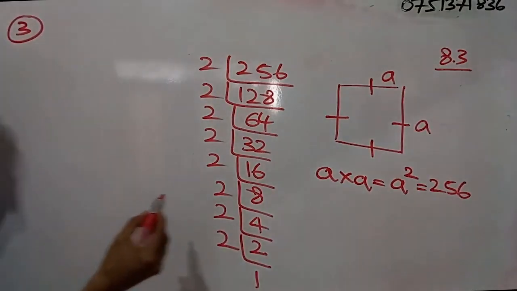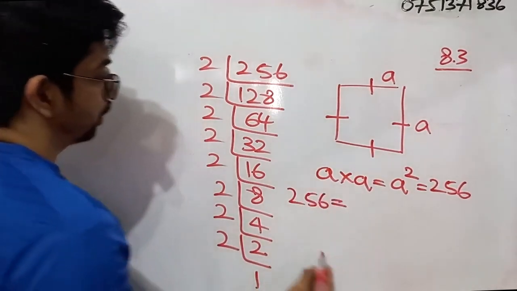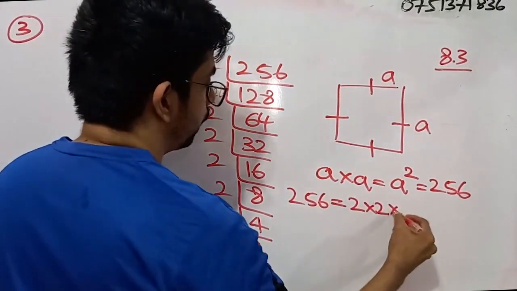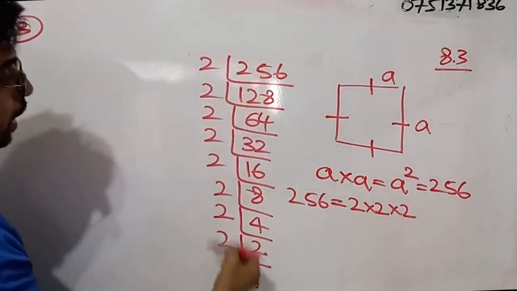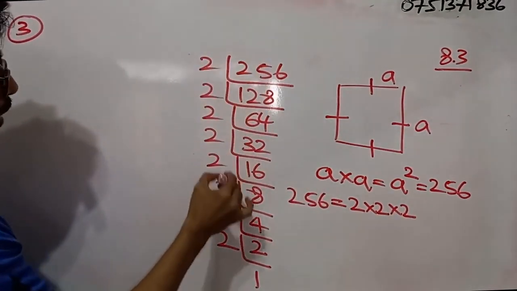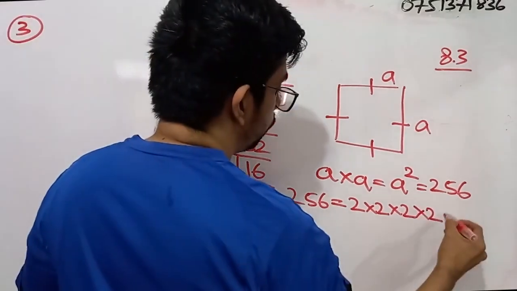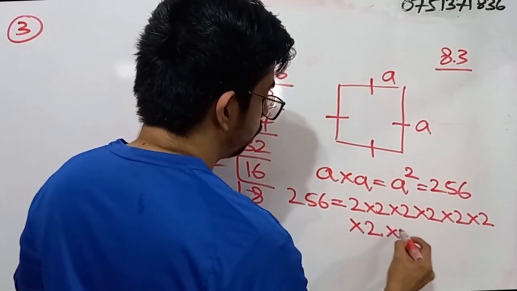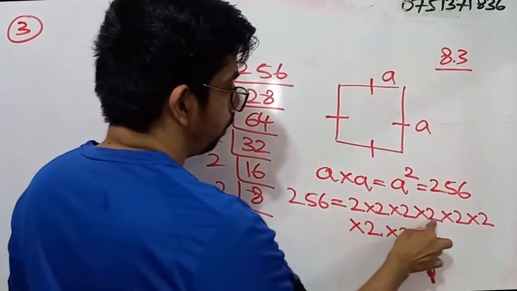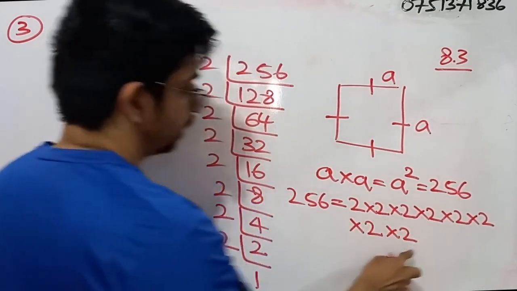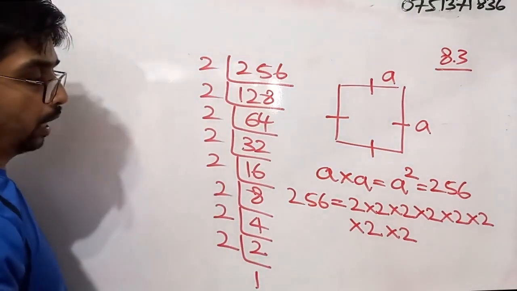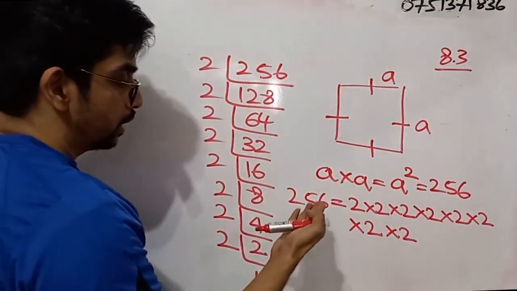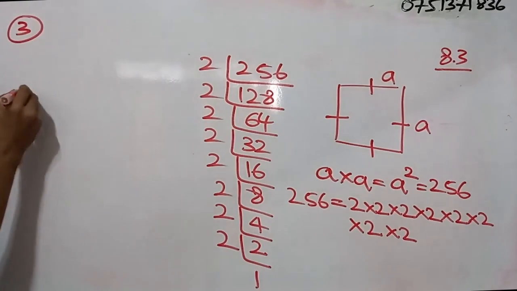So that means what? 256 is equal to what? 2 into 2 into 2. How many 2's are there? 1, 2, 3, 4, 5, 6, 7 and 8. Into 2, into 2, into 2, into 2, into 2. 1, 2, 3, 4, 5, 6, 7 and 8. Right? So when we consider the square root, what should happen?